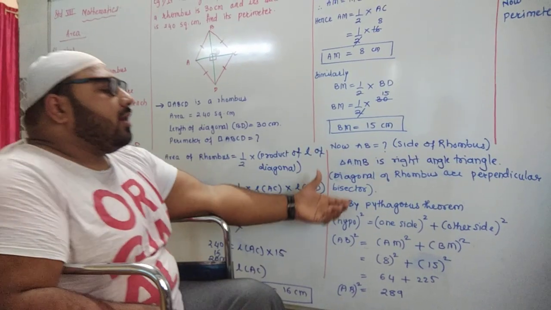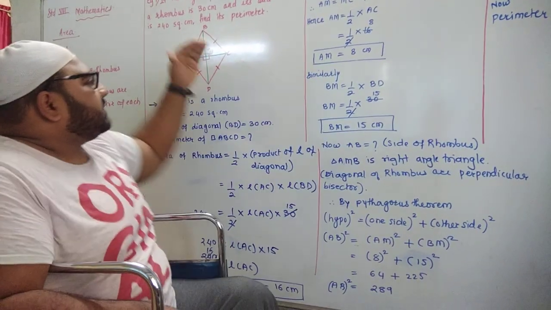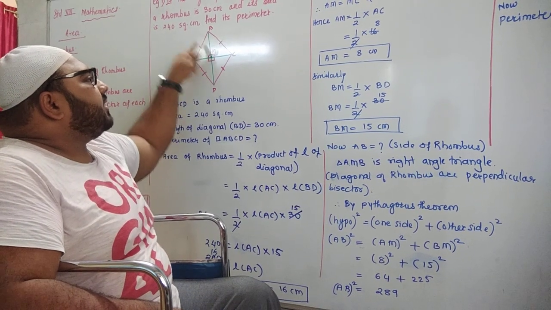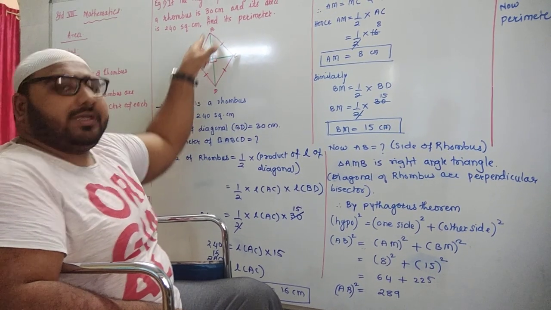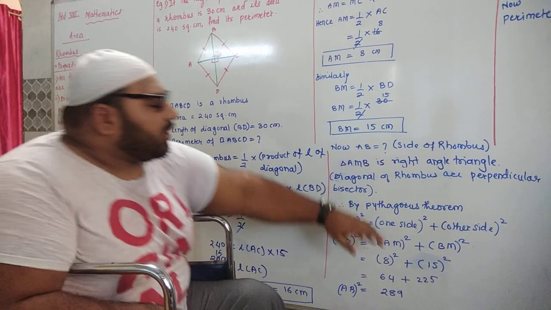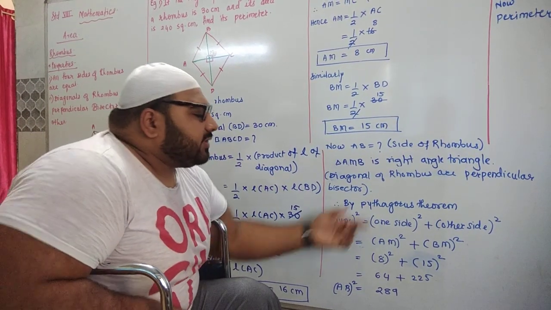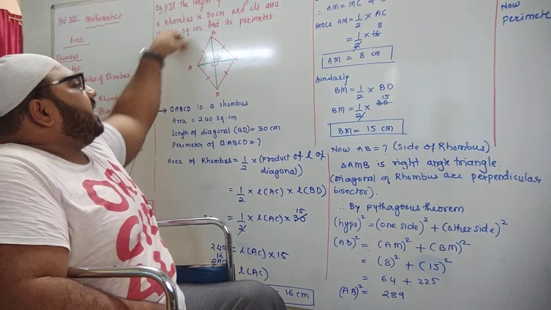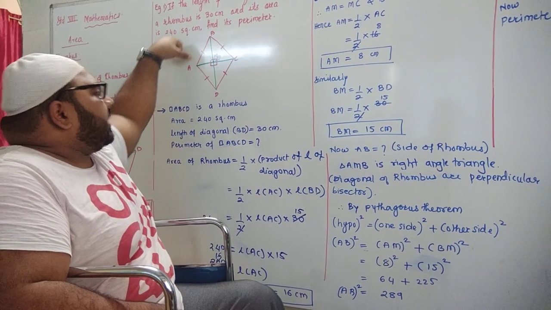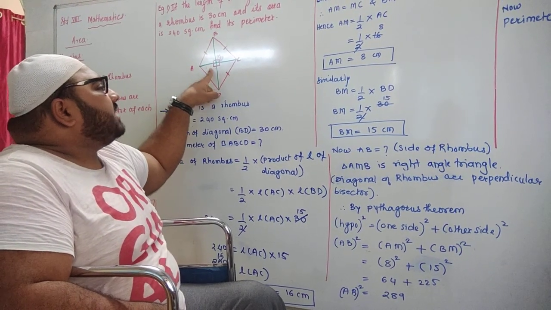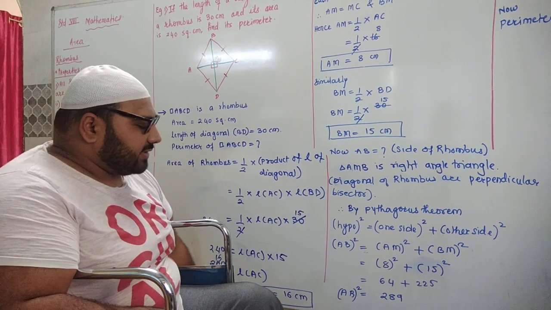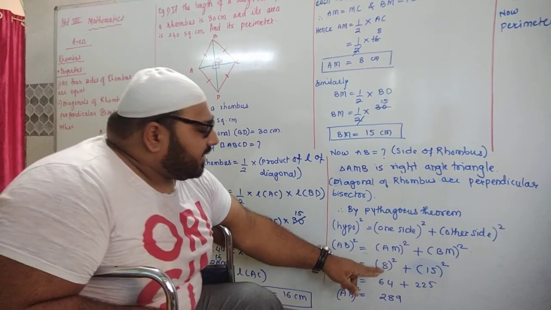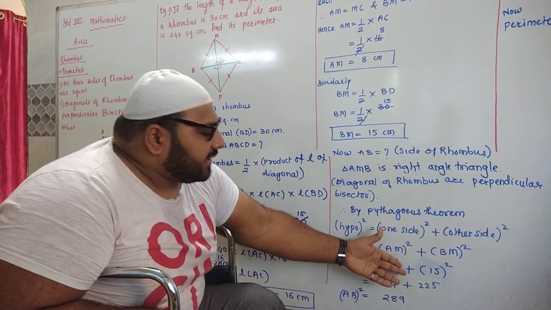Now you know Pythagoras theorem, hypotenuse square. Hypotenuse means the side which is opposite to 90 degree. This is your 90 degree, so the side which is opposite to 90 degree is your hypotenuse. So the formula is hypotenuse square is equal to one side square plus other side square. Now here obviously AB is our hypotenuse, so we can consider AM as one side and BM as another side. We have got AM 8 centimeter, BM we got 15 centimeter.